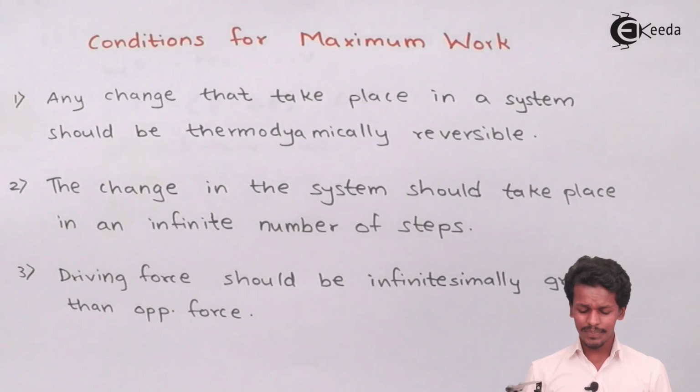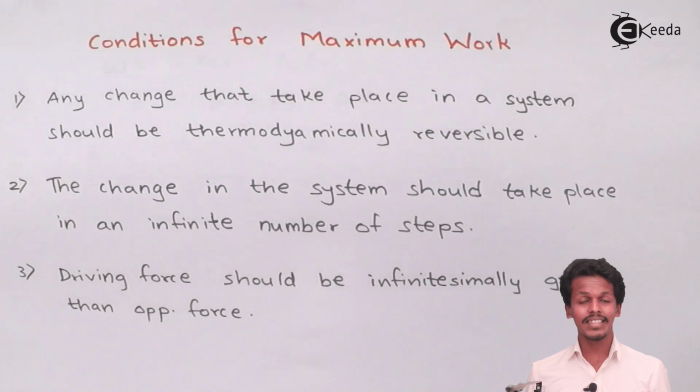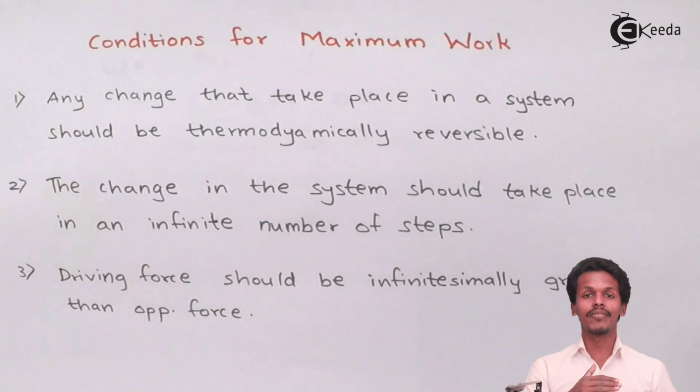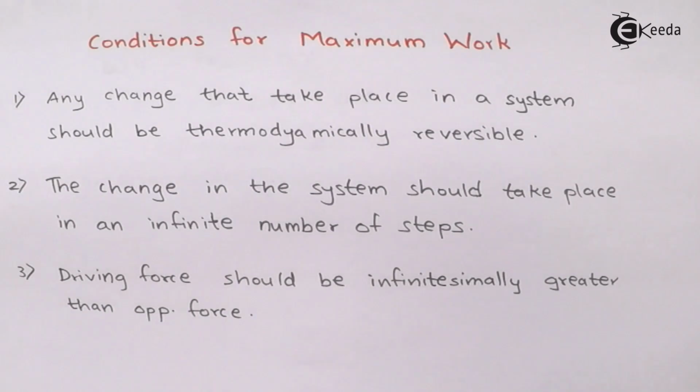Now moving to the next one: the change in the system should take place in an infinite number of steps. Yes, there should be an infinite number of steps while there is change in the system. It should not be finite, it should be infinite, and the more infinite steps, the more maximum work will be done by the system to the surrounding. And the next one is that the driving force should be infinitesimally greater than the opposing force. This we know already, and we did this topic in our earlier lectures also. So this was the third condition to maintain the maximum work.